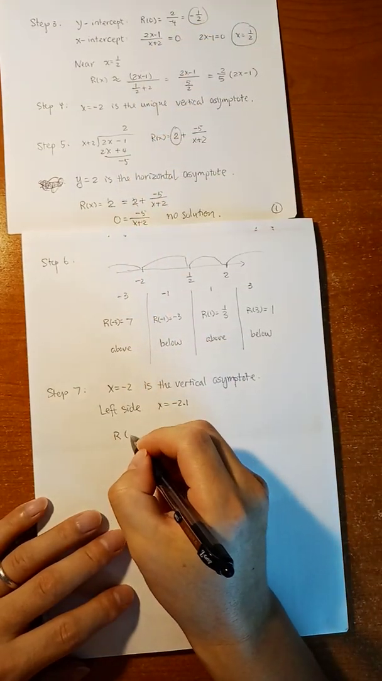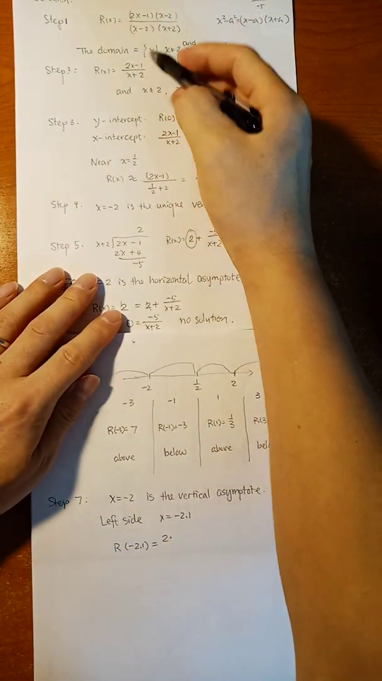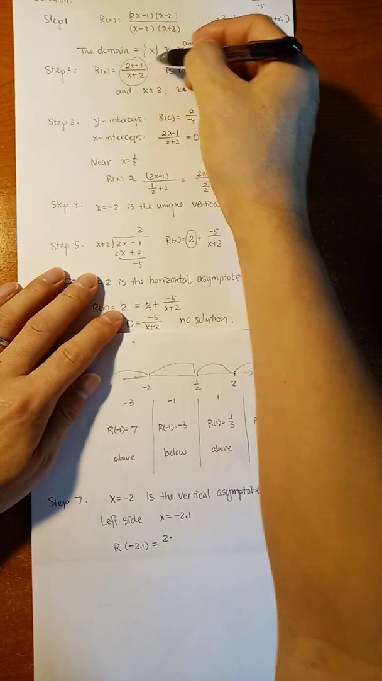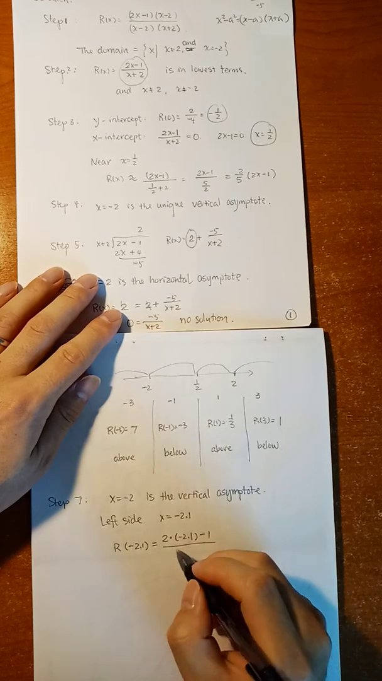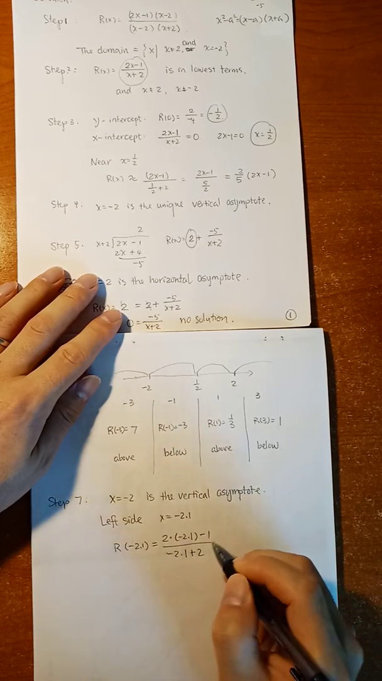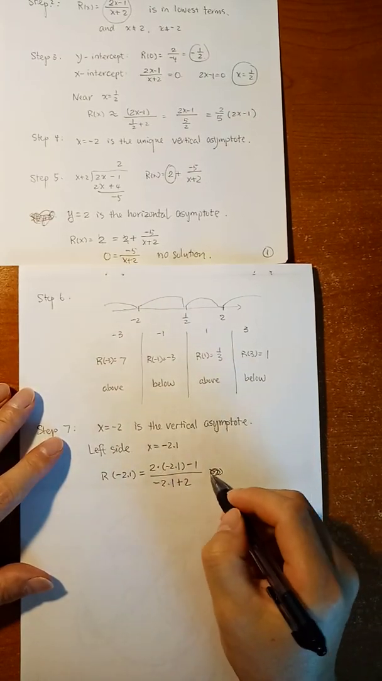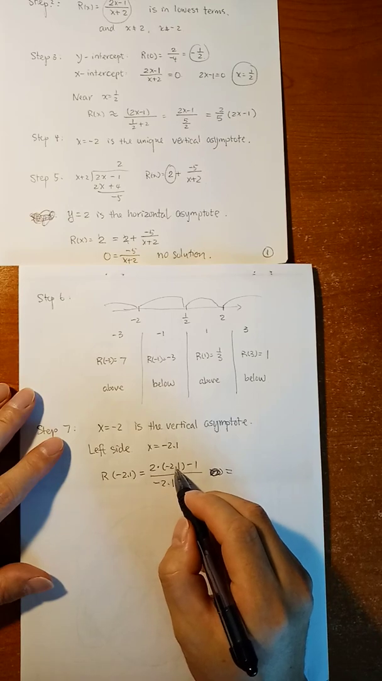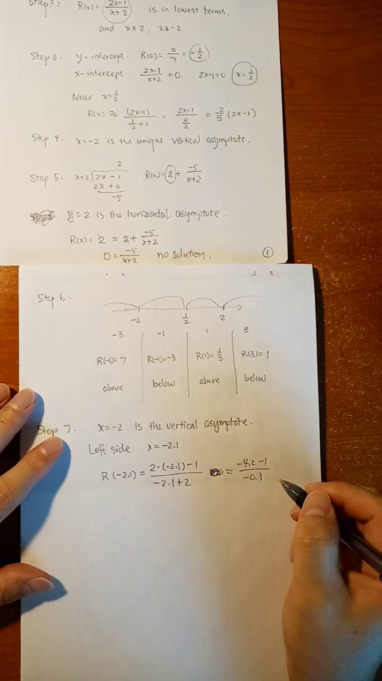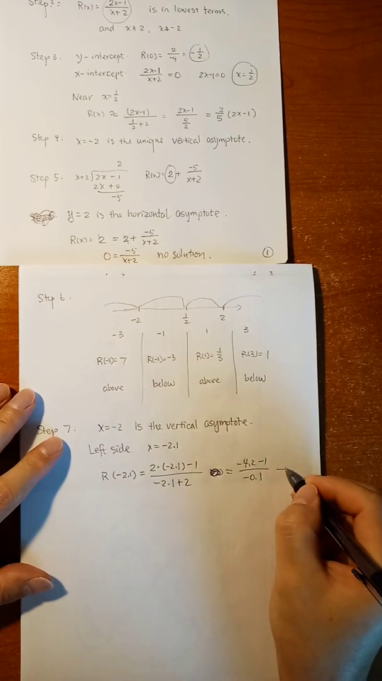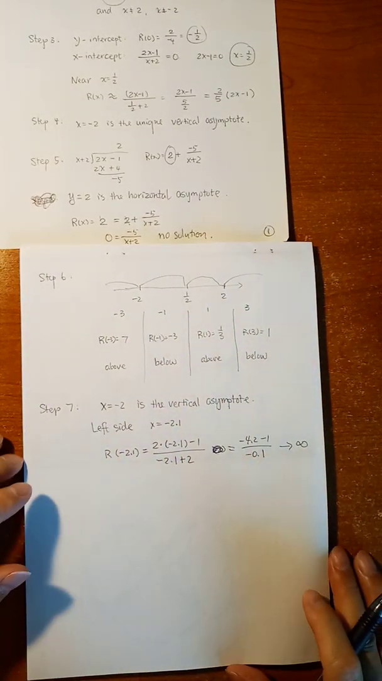R of -2.1 is equal to 2 times... You use the lowest term here. This is the lowest term. 2 times -2.1 minus 1 over -2.1 plus 2. You check that this is a positive number. The numerator, let's continue. 2 times -2.1 is -4.2 minus 1. Here's -0.1. So negative over negative is positive. Positive implies on the left-hand side, the graph approaches positive infinity.